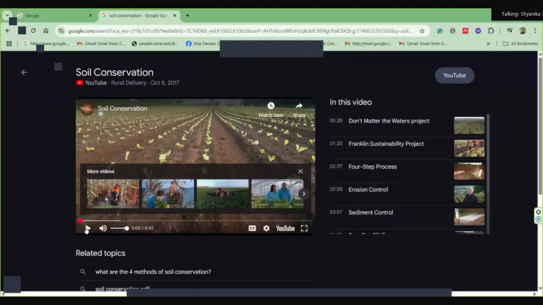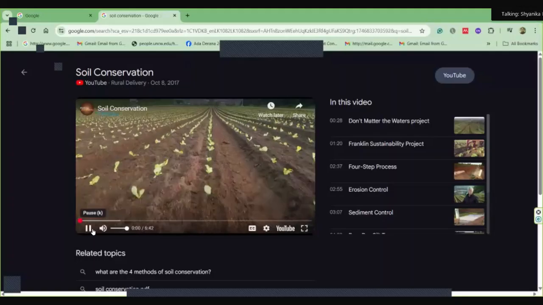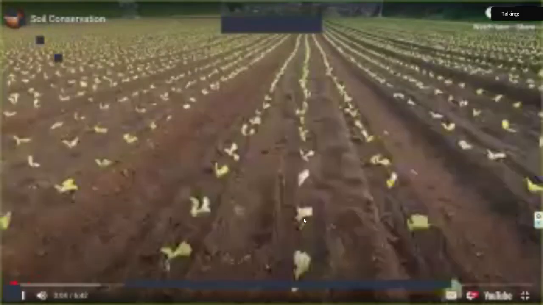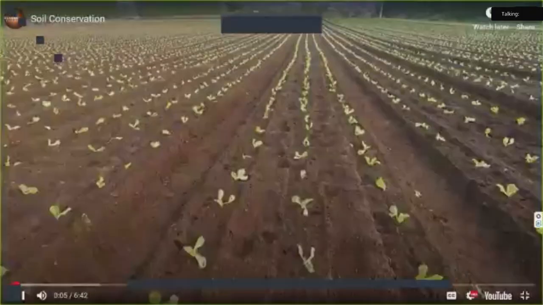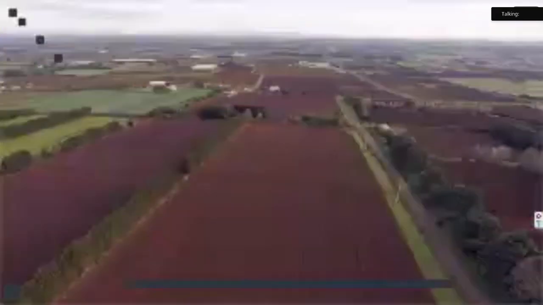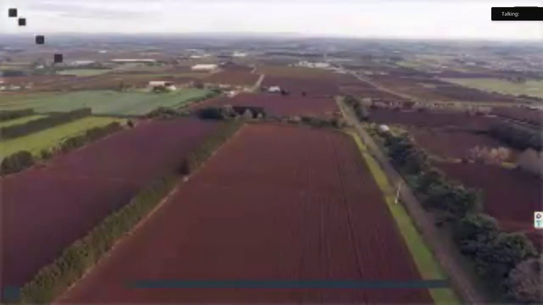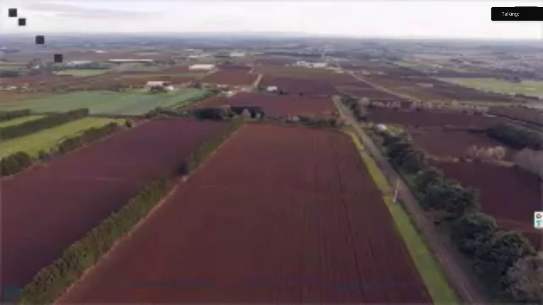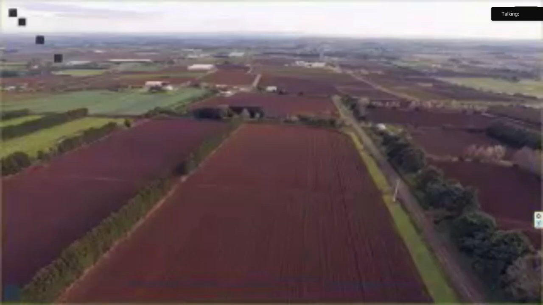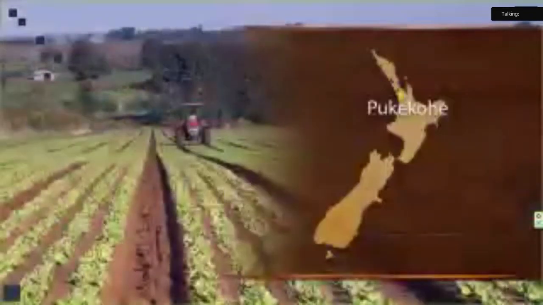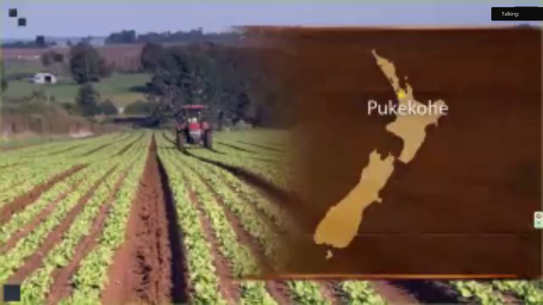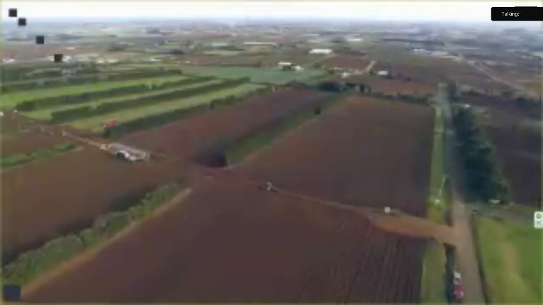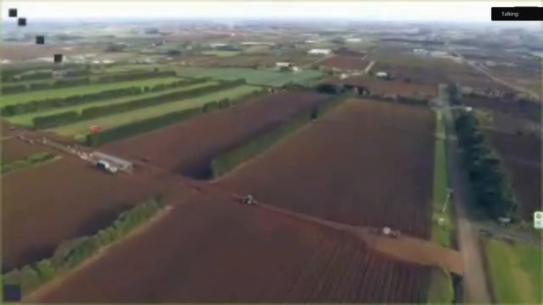The Franklin district is home to some of the most productive and durable soils for vegetable growing, but it's prone to erosion and subsequent soil and nutrient losses. In the late 1990s, local growers set up guidelines for erosion control as part of the Franklin Sustainability Project. In 2014, AgriLink New Zealand, alongside growers and erosion specialists, produced the Erosion and Sediment Control Guidelines for vegetable production.